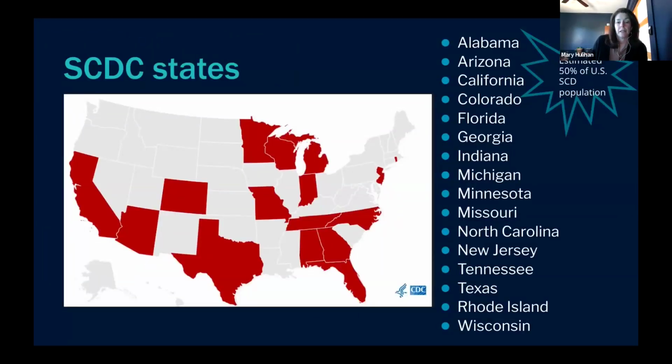So now that I've provided a brief overview of the way SCDC is structured, let's talk a little bit more about which states are currently funded to be a part of this program and how they are turning data into action. Since September of 2023, we have had 16 states participating in SCDC, and we estimate, based on census data and general demographics of these states, that those 16 states probably account for at least 50% of the US sickle cell disease population.